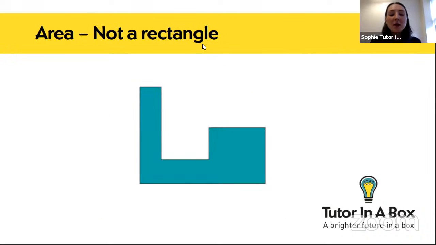So what happens if we haven't got a rectangle? How would I work out the area for this? Any ideas? Pop it in the chat, pop it in the comments, let me know. What would I do if it's not a rectangle? It's a bit of an odd shape.